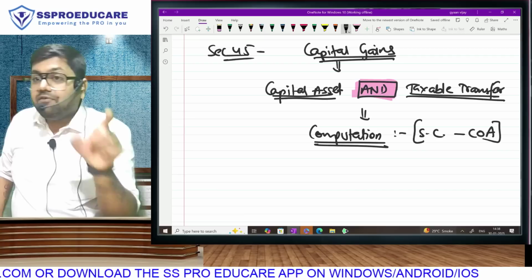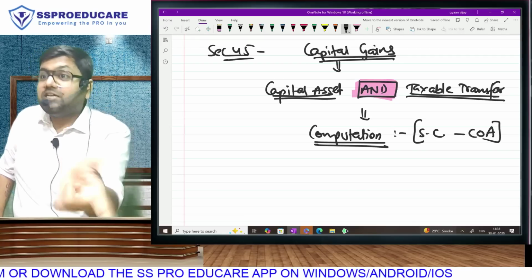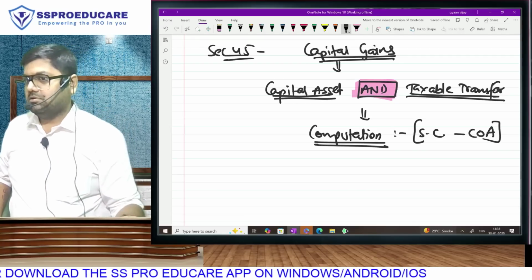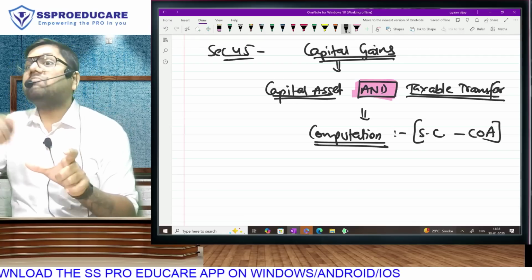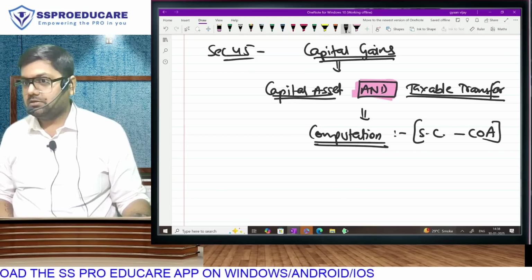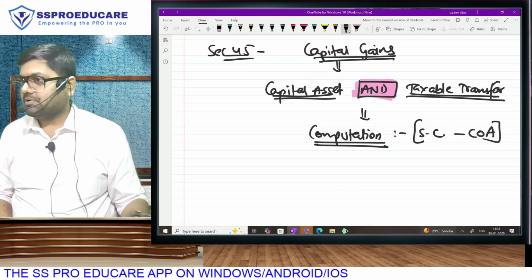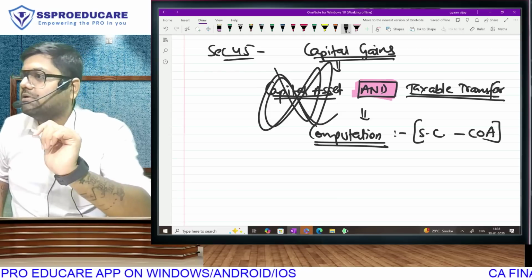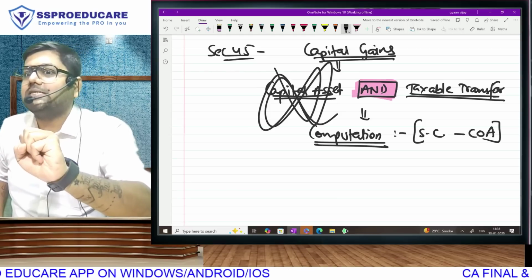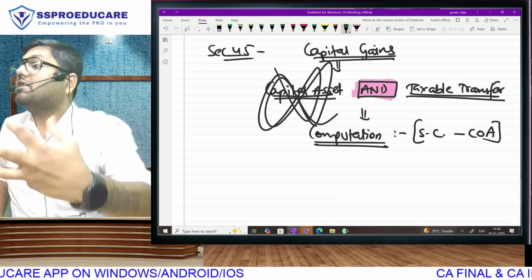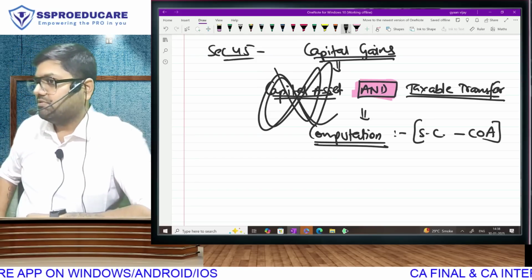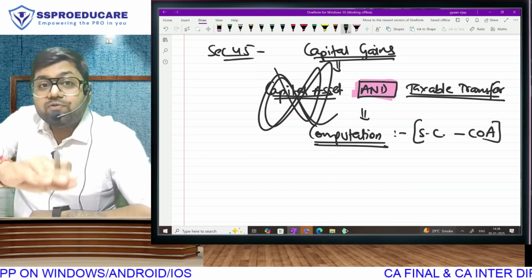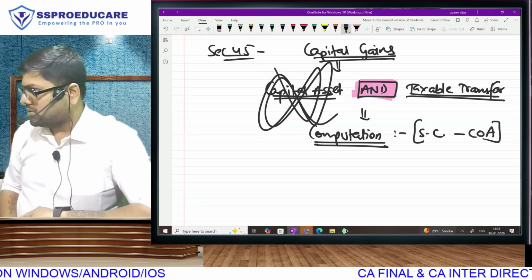No. The word exempt is associated with incomes. If you have income, and the government does not want to tax it, we say it is exempt. But if this has not happened, that means income itself has not come into existence. You can't use the word taxable or exempt. We will say capital gain does not arise. If it does not arise, then the question of taxable or exempt also does not arise.